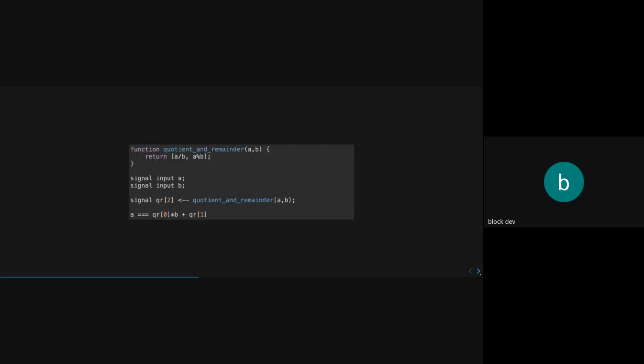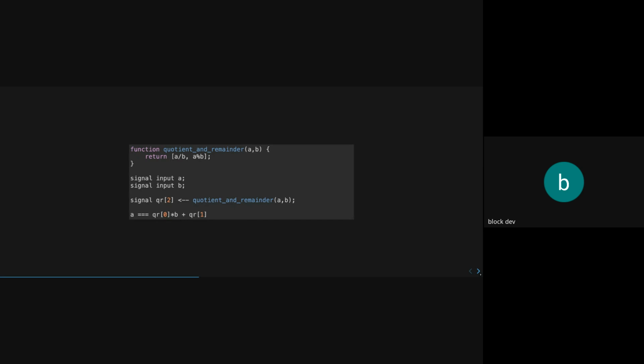To have a more complex example, here there are just two input signals, A and B, and you want to compute and verify that you are calculating the quotient and remainder for A divided by B correctly. What it first does is call a function, quotient and remainder, passing in A and B, and then calculates the quotient as A/B and the remainder as A modulo B, and stores them in QR, which is an array of size two. Then it applies the division math formula by constraining A to be QR0 times B plus QR1, which is quotient times B plus remainder.